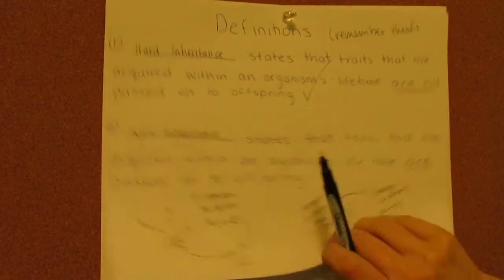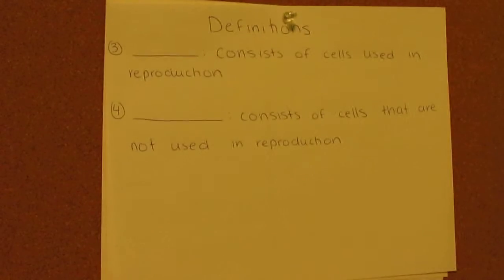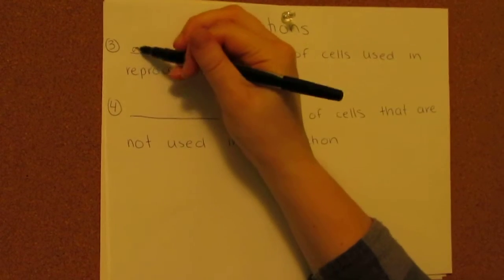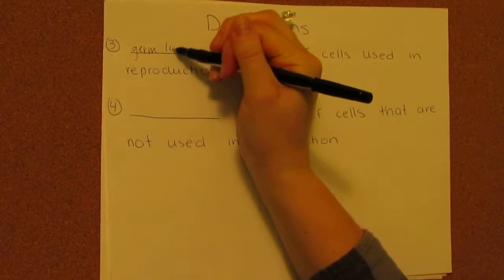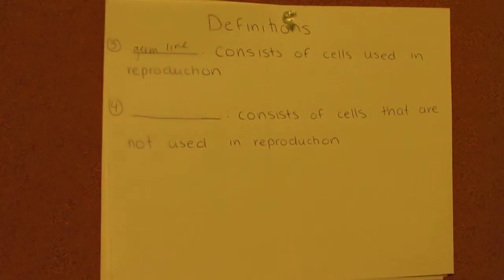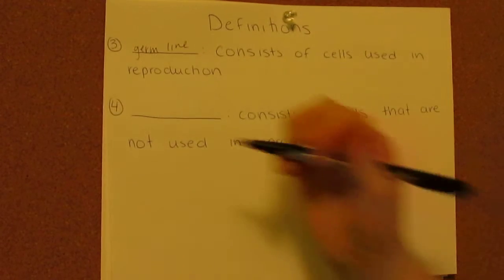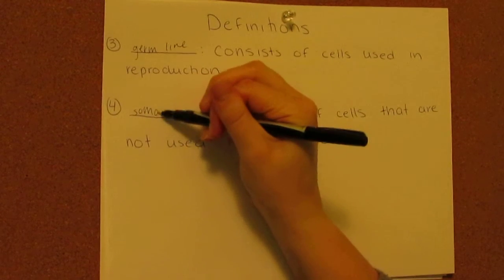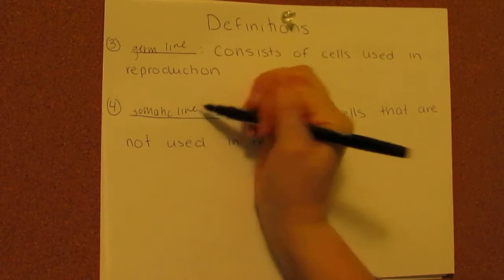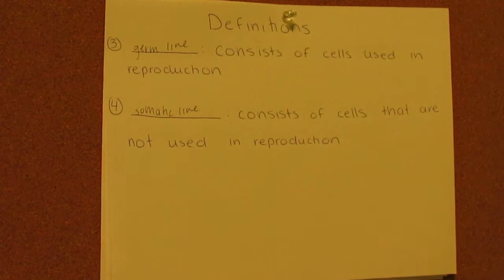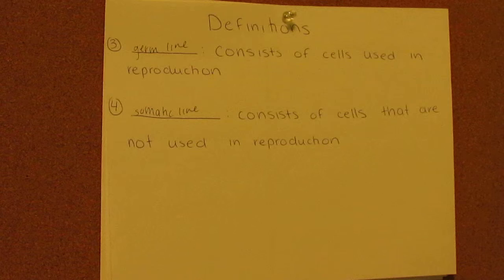And the genes that are actually passed on to the offspring depends on what line of cell they're in. So the germline is the line of cells that consists of cells used in reproduction, so gametes, for example, and the somatic line consists of cells that are not used in reproduction. That would include any physical traits that you may change throughout your lifetime.